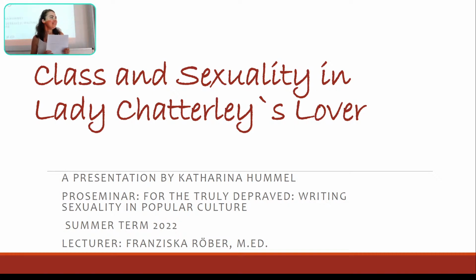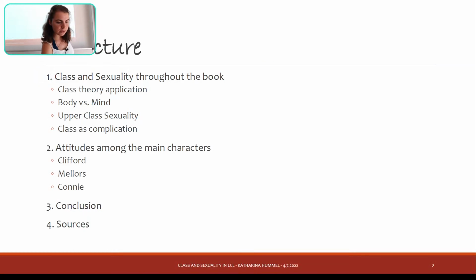Perfect. Okay. So now let's go into Lady Chatterley's Lover and Class and Sexuality. It is, as you can see, a presentation by me in our seminar. And let's just start with my structure. Here you can see we'll first delve into class and sexuality in the book. First class, then sexuality and some scenes. And then I will further analyze the attitudes among the main characters. I chose Clifford, Mellors, Connie, which are the main characters. And then I'll have a short conclusion and my sources.